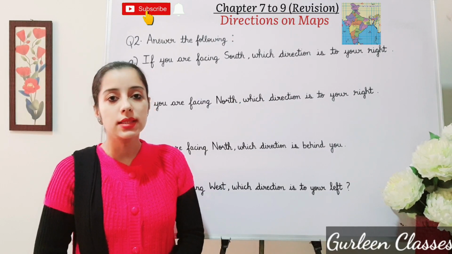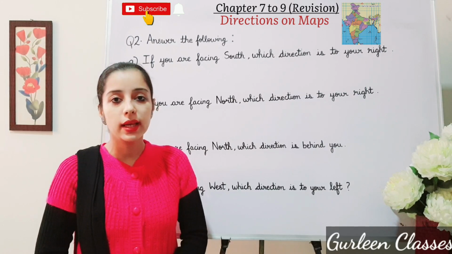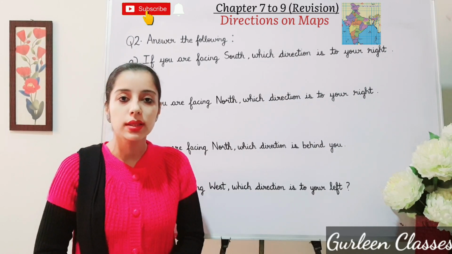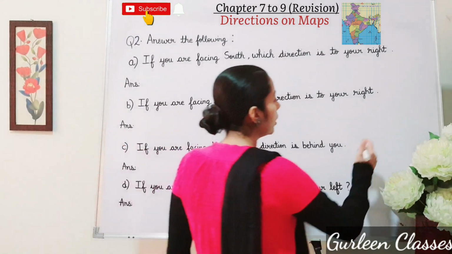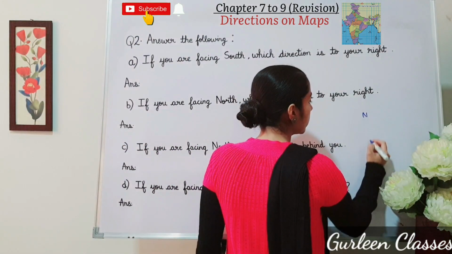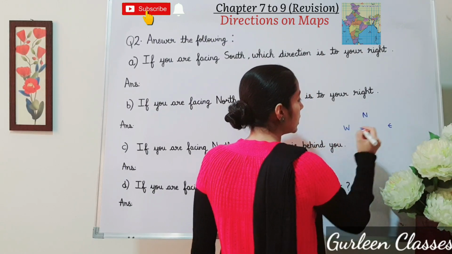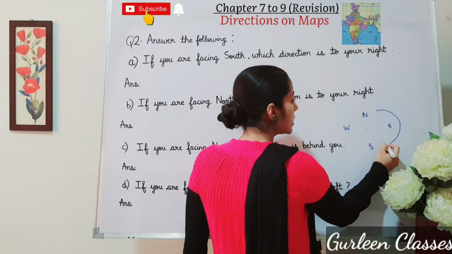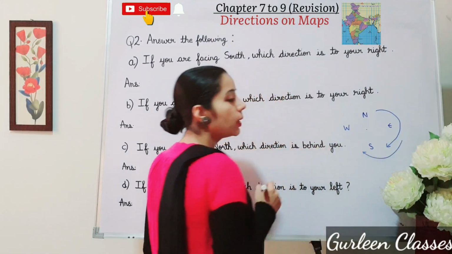Question number 2, answer the following. So these questions are based on directions on maps. So you know that there are 4 directions: north, south, east and west. So let me show you our 4 directions: north, south, east and west. So here we move like this, it is clockwise, and if we move like this, it is anti-clockwise.